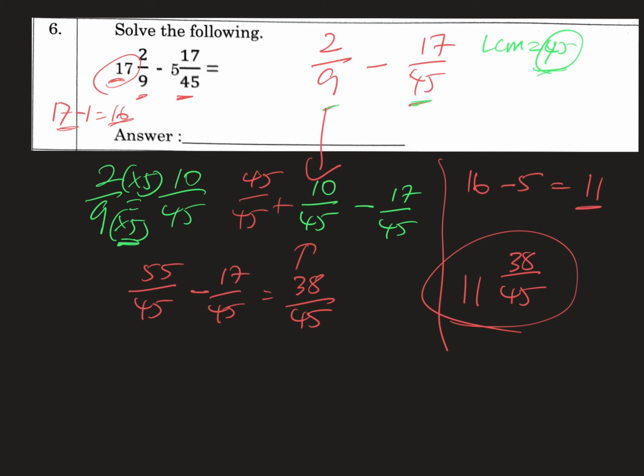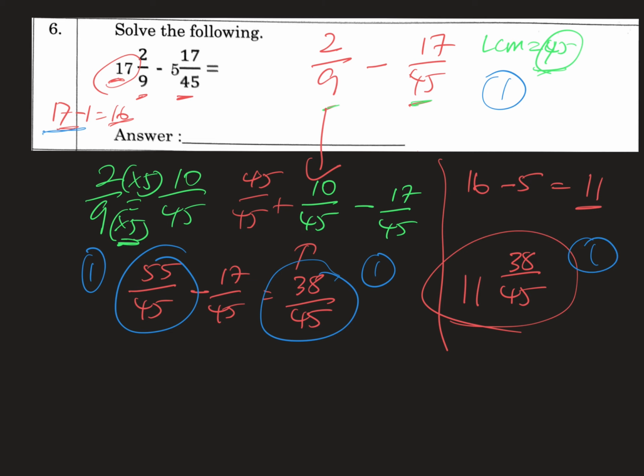For the sake of this question, I will give you guys marks a little bit different from regular. If you found the LCM, I'll give you 1. If you took 1 from the 17 and created 55 over 45, I will give you another 1, because this is what I'm testing with regards to this question. If you got this fraction, 38 over 45, I'll give you another 1 mark. And if you got the final answer, 11 and 38 over 45, I'll give you another 1. This question is usually for about 3 marks, but the 1 extra mark is for you figuring out that we have to borrow 1 from the 17 and not just subtract 17 from 10, and then we get an incorrect answer.